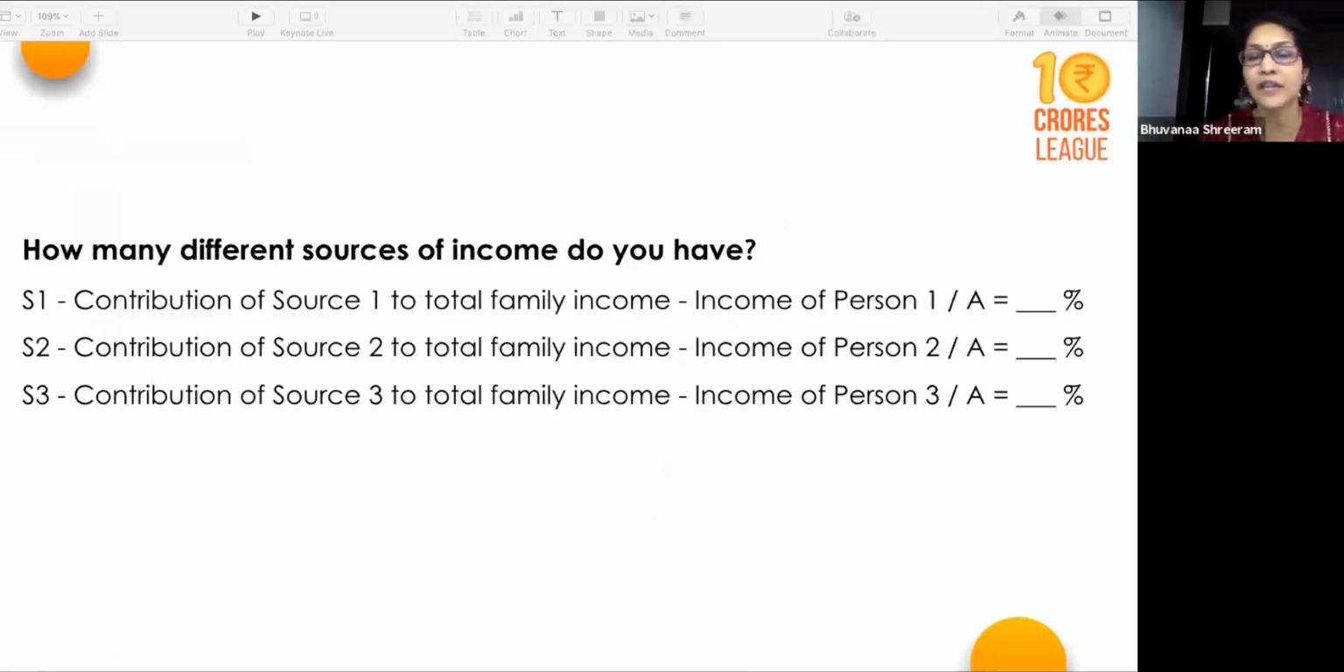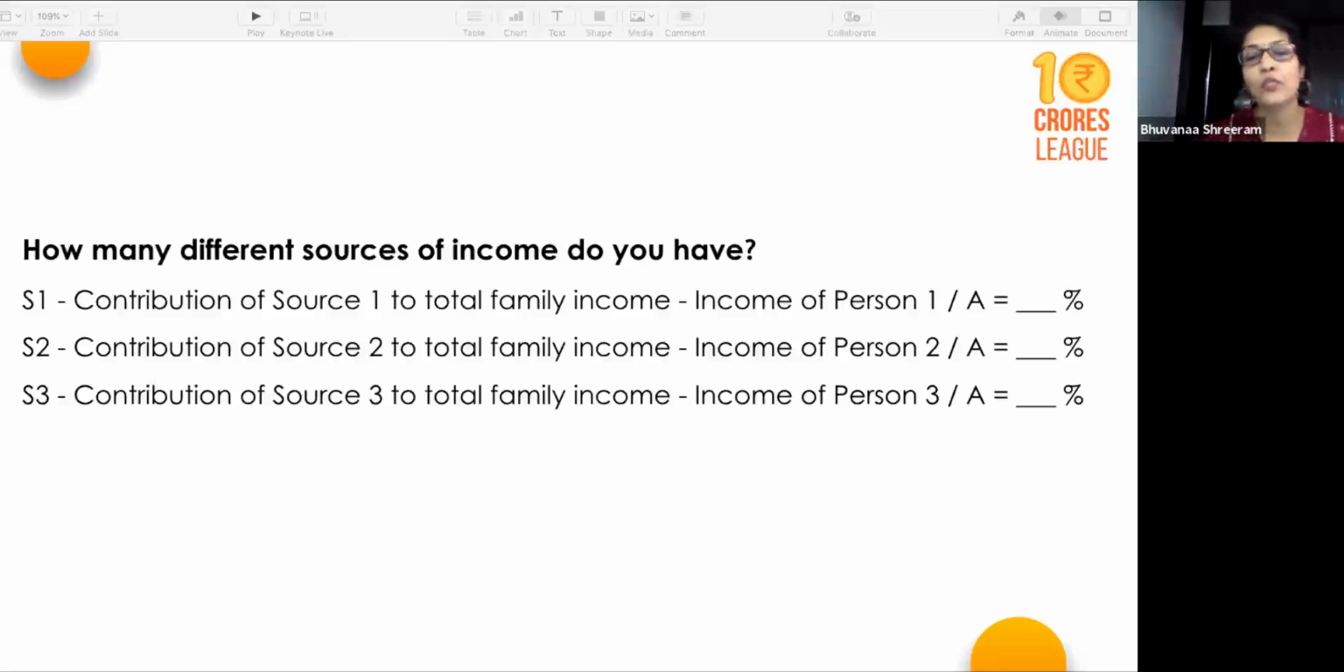Just for example's sake, I've included three income sources here. What percentage of the total family income is contributed by person one, person two, or person three, or source one, source two, source three? Just make that very quick calculation for yourself. So if you're the primary earning member, you say 70% of the family's income comes from my salary, another 20% comes from spouse salary, another 10% comes from some rental income, something like that. What's the contribution of source one to the total family income?